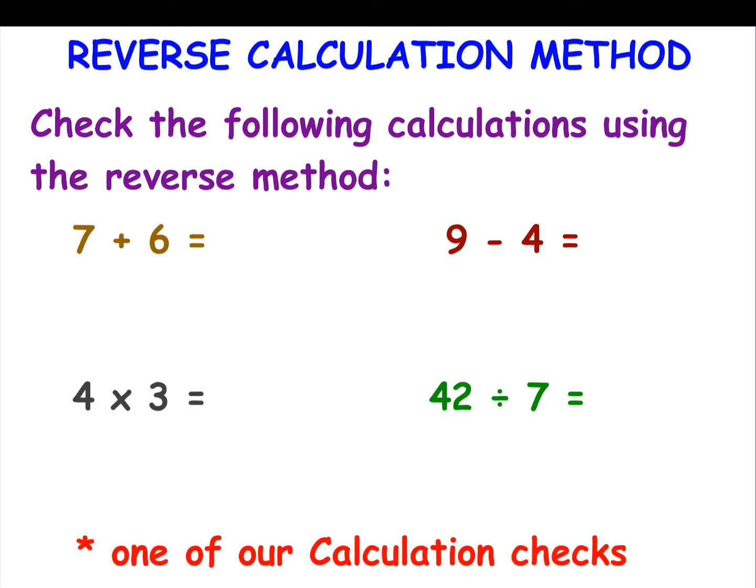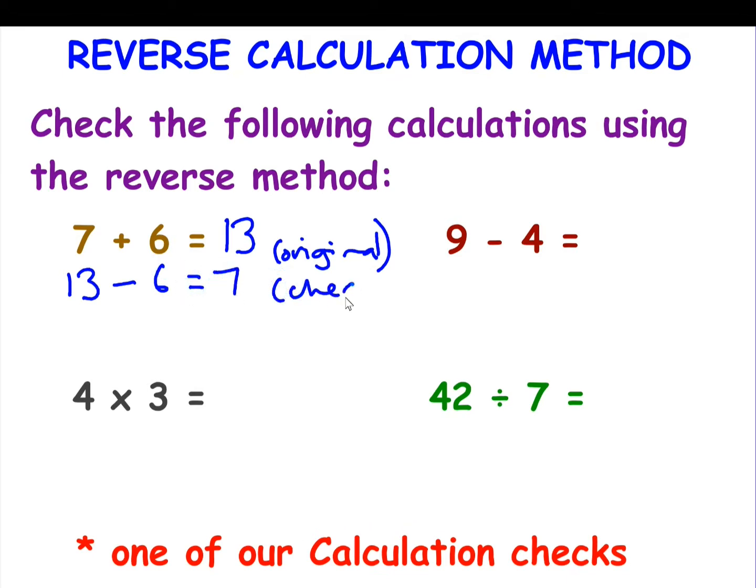So have a go at using the reverse calculation method for those calculations on display. Work out what the correct answer is first of all, and then do the reverse calculation. Don't forget to pause the video if you need more time. So for the first one, 7 plus 6 is 13, and that's our original calculation. So in order to reverse it, it becomes 13, take away 6 equals 7. This is our check of our calculation.